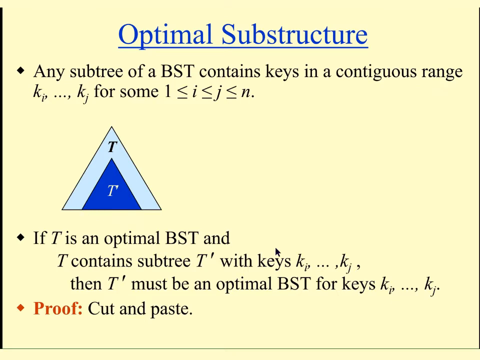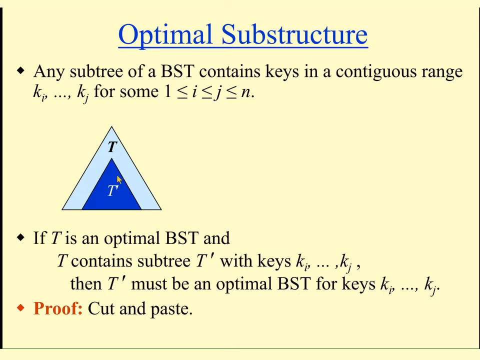For example, it is from ki to kj. Then this subtree is also optimal, so t prime is also optimal. You can just consider that if we already select the root, then we can cover some keys from i to j. If this holds, then this t prime must be optimal.